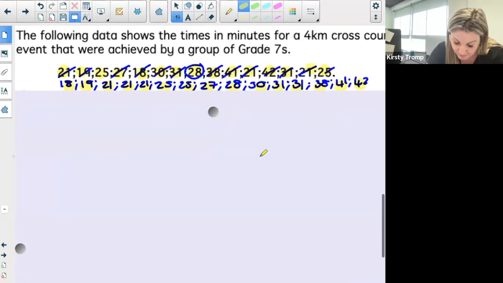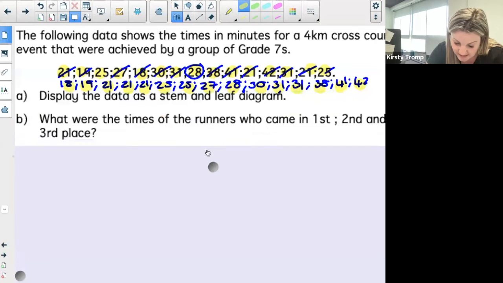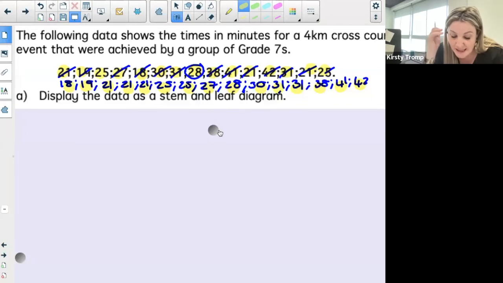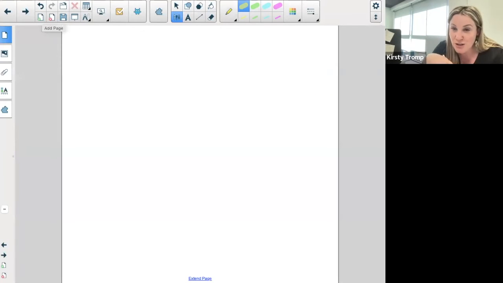All right, guys. So what does our next question say to us? It says, display this data as a stem and leaf diagram. That doesn't mean you're going to be drawing trees here, please. You laugh, but I have had some students who come in in grade 9 and draw me a picture of a tree with leaves on it. And guys, what does a stem and leaf look like?